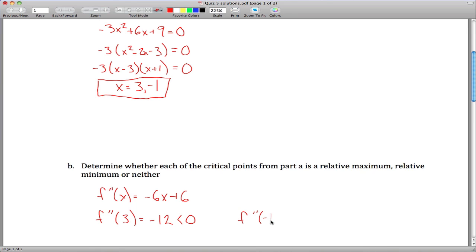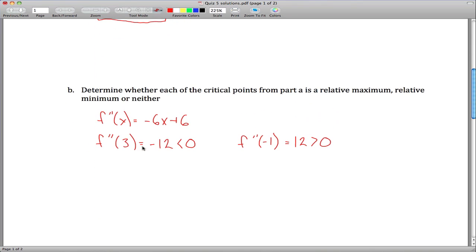We can also figure out the second derivative at negative 1. Same idea, stick in negative 1 in here. This would be 6, this would be 6, so we get 12, which is greater than 0. Because the second derivative at 3 is less than 0, we have this shape, the sad face, which means that 3 is a relative max. And over here, the second derivative is positive, so it has the happy face shape, which means that it's a relative min.